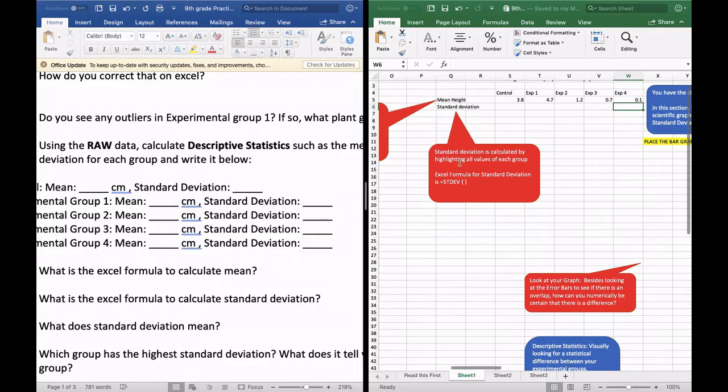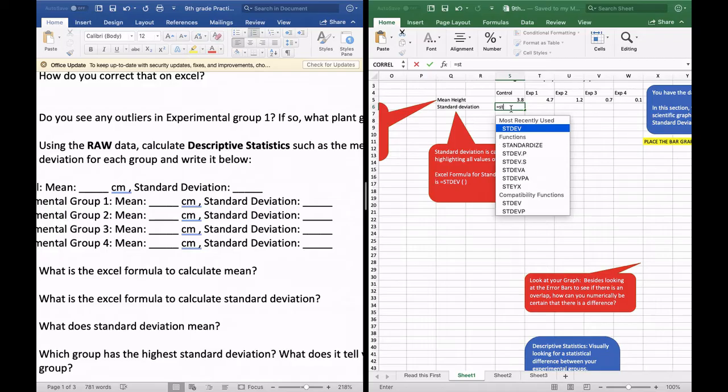So for standard deviation, here in the red box, I tell you that standard deviation is calculated by highlighting all values of each group, and that the Excel formula is equal STDEV, that stands for standard deviation, and then you put your values in parentheses. So you're going to do the same thing that you did for mean, but now for standard deviation. You're going to hit equal, STDEV, and make sure you're hitting the correct formula.